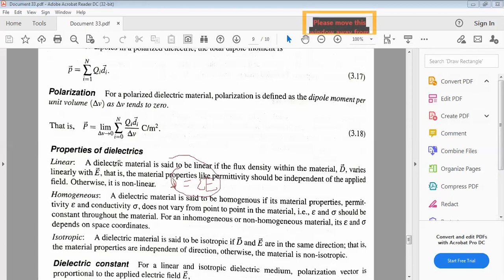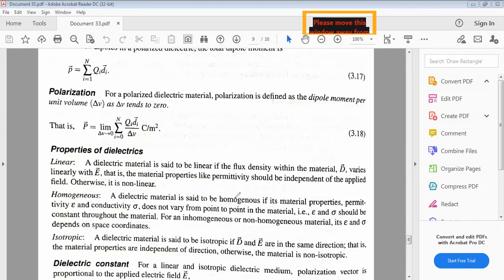The dielectric material is said to be linear if the electric flux density D within the material varies linearly with E. The material properties like permittivity should be independent of the applied field, otherwise it is non-linear. This is the permittivity, epsilon.